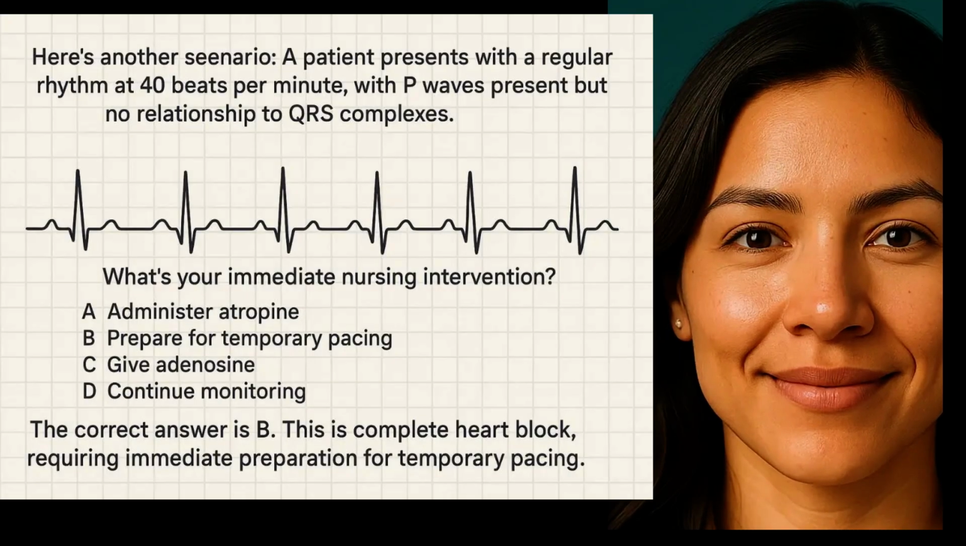Here's another scenario. A patient presents with a regular rhythm at 40 beats per minute with P waves present but no relationship to QRS complexes. What's your immediate nursing intervention? A, administer atropine, B, prepare for temporary pacing, C, give adenosine, or D, continue monitoring. The correct answer is B. This is complete heart block, requiring immediate preparation for temporary pacing.